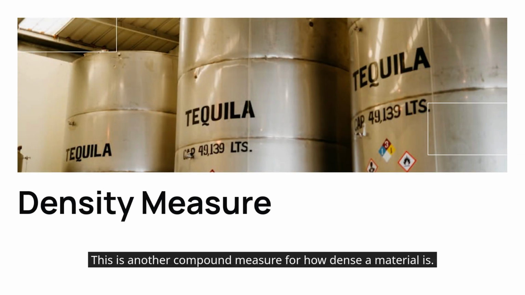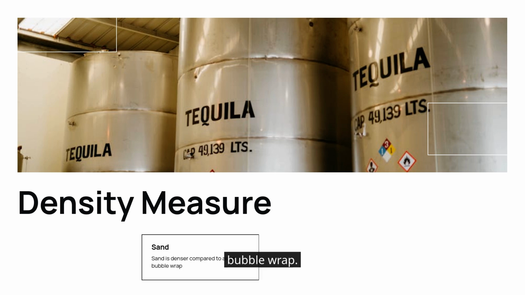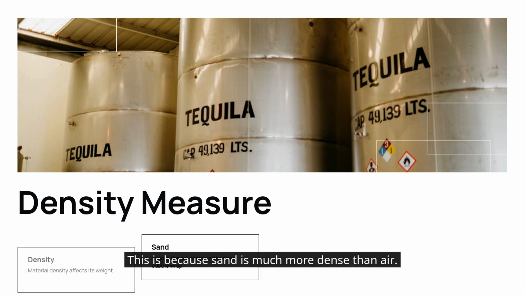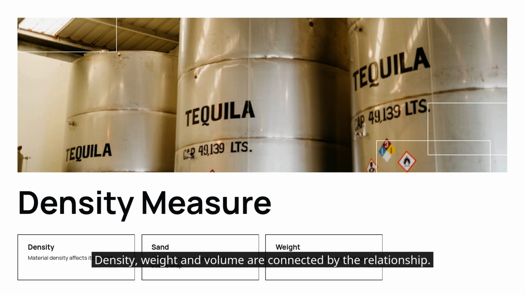Density is another compound measure for how dense a material is. For example, a container full of sand would be much heavier than the same container full of air or full of bubble wrap. This is because sand is much more dense than air. Density, weight, and volume are connected by the relationship.